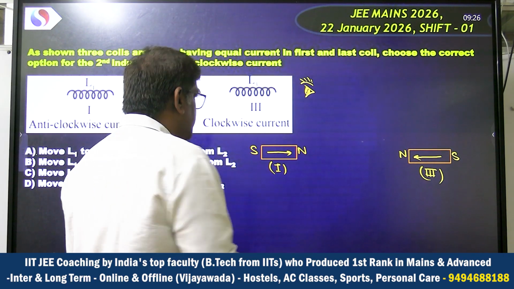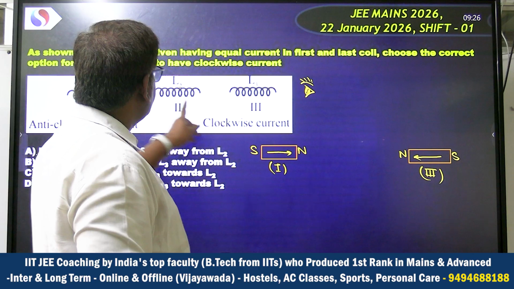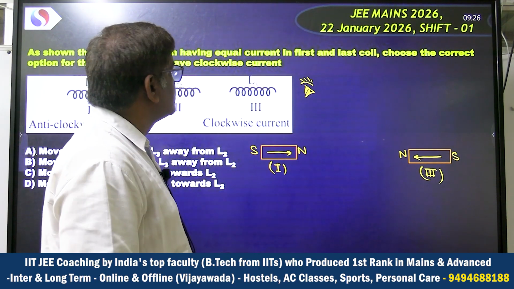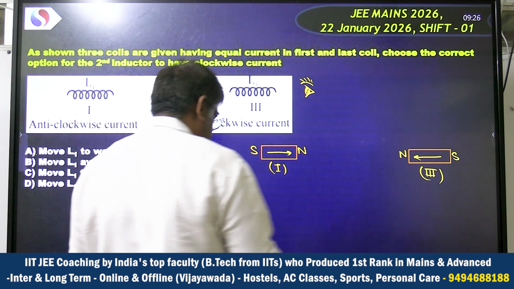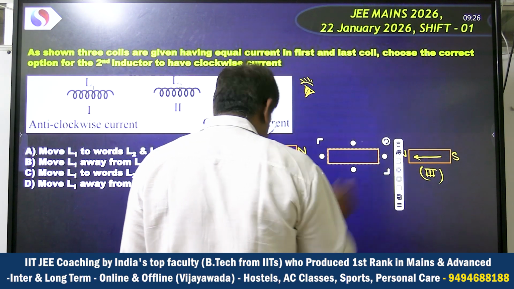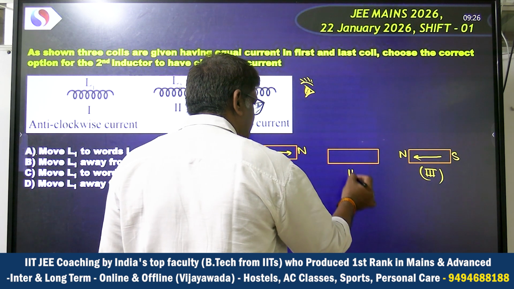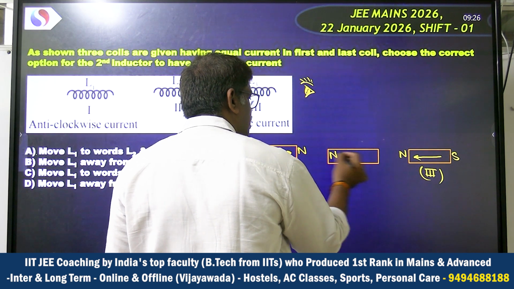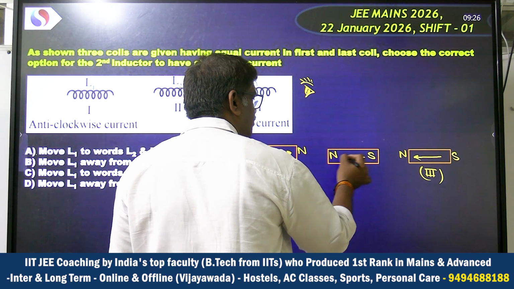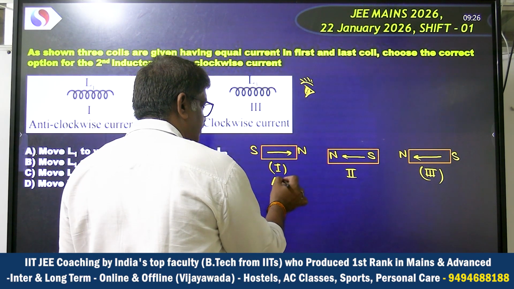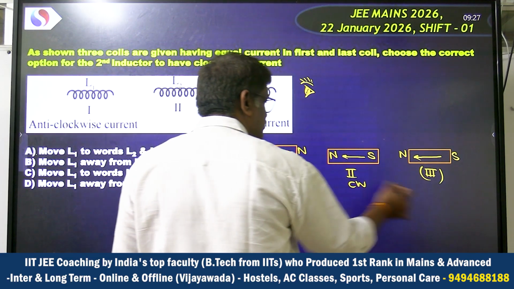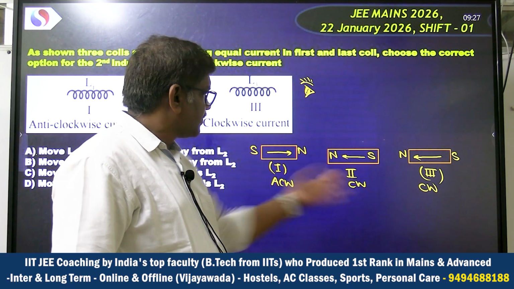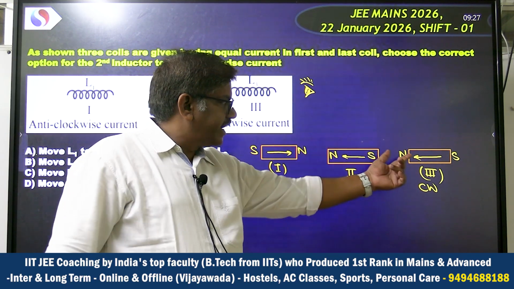Yes or no? Now, for the second one, they are asking what the correct option should be so that the second inductor also has clockwise current. So this is your second coil, and you want the current in the second coil to be clockwise. Clockwise means again you want this to be north and this to be south, then only it is clockwise. For anti-clockwise direction it is the opposite. So what I did was treat these coils as magnets and decide their poles.